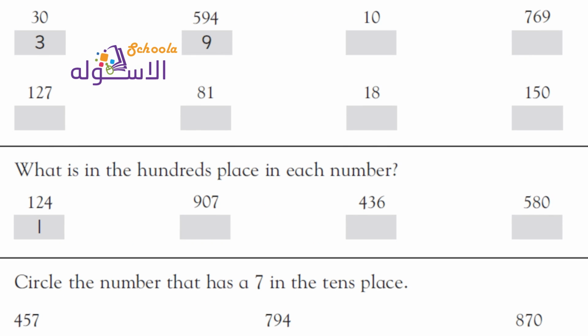Hundreds. Wow. Now, what about the hundreds? Hundreds will be the third place from the right. Okay, so here's the 1, here 9, here 4, and here 5.